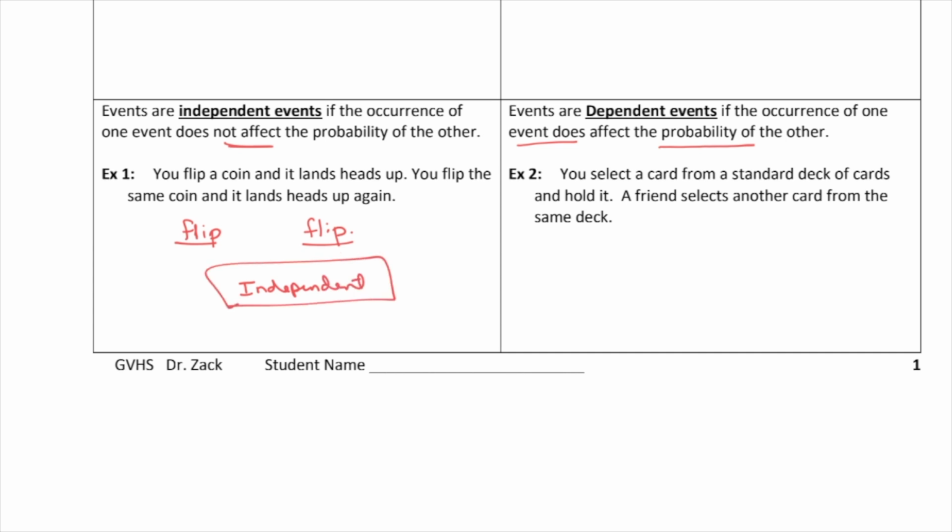Whereas in question 2, you're selecting a card from a standard deck of cards, and then you get to hold it. So you have your cards, and you're taking one of them away. A friend then selects another card from the same deck. Well, there are fewer cards to choose from. So the second event is dependent on the first event. So we have independent and dependent events. Now if you look at the next page, you will see that your job is to find whether or not the events are independent or dependent, and then we'll talk about probability of an independent event.